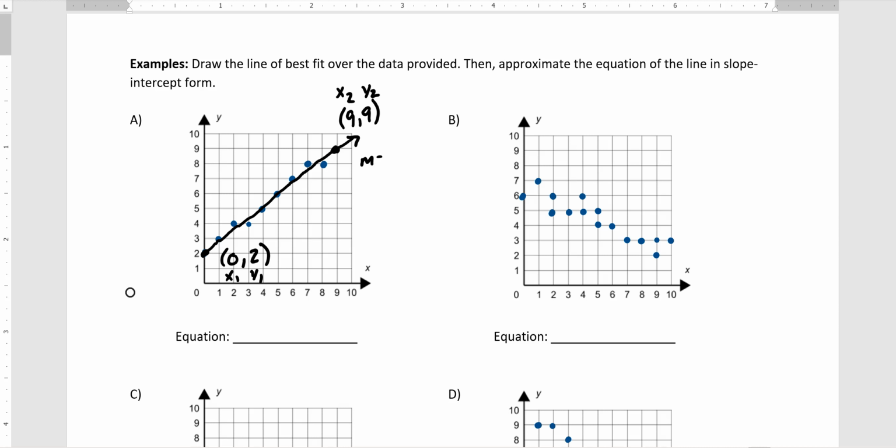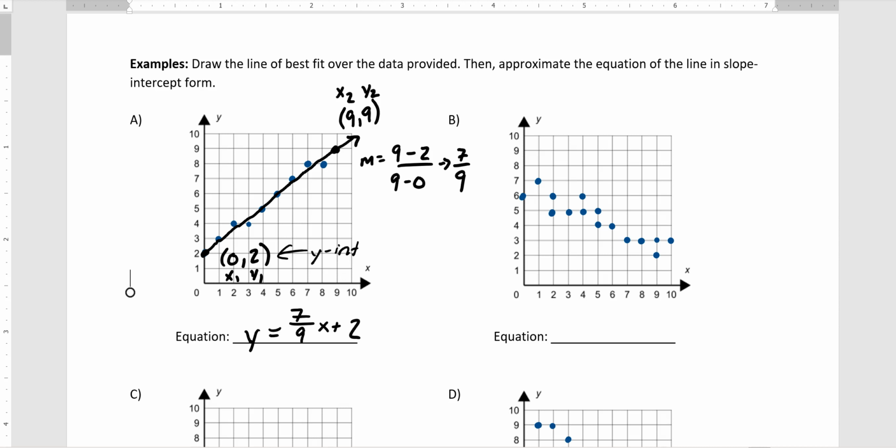So my slope would be 9 minus 2 over 9 minus 0, which would become 7/9. So we'd say a slope of 7/9. And then I can see right here my y-intercept, 0, 2. Well, that would also count as my y-intercept. So I would write this equation as the line, y equals 7/9 x plus 2.